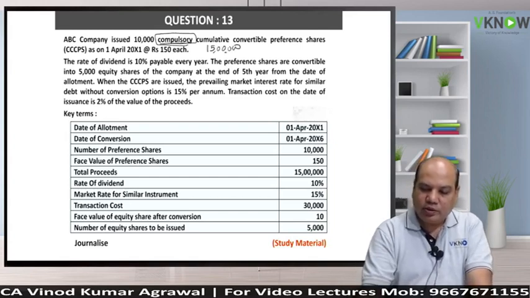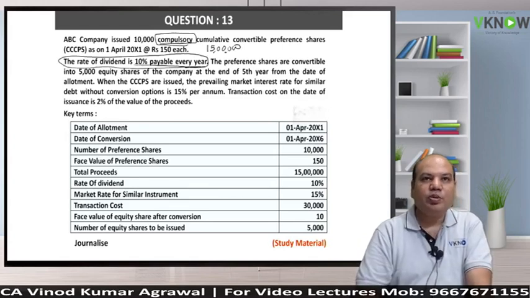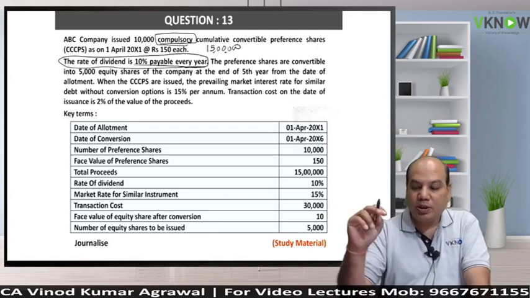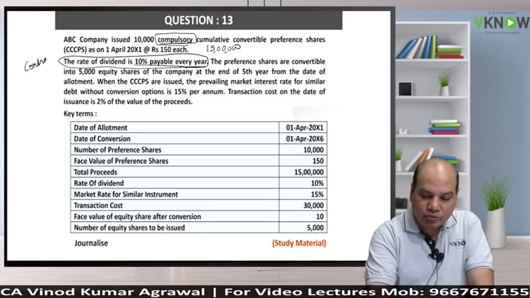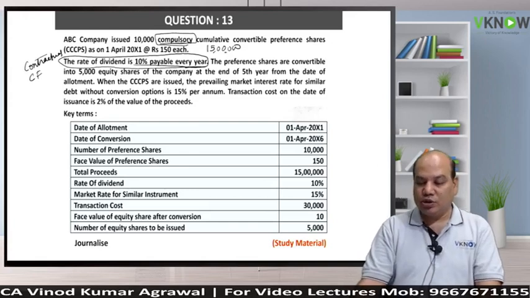The rate of dividend is 10% payable every year. So this is your contractual obligation to pay cash. This is your contractual cash flow obligation. So this portion is financial liability. You have to discount it.